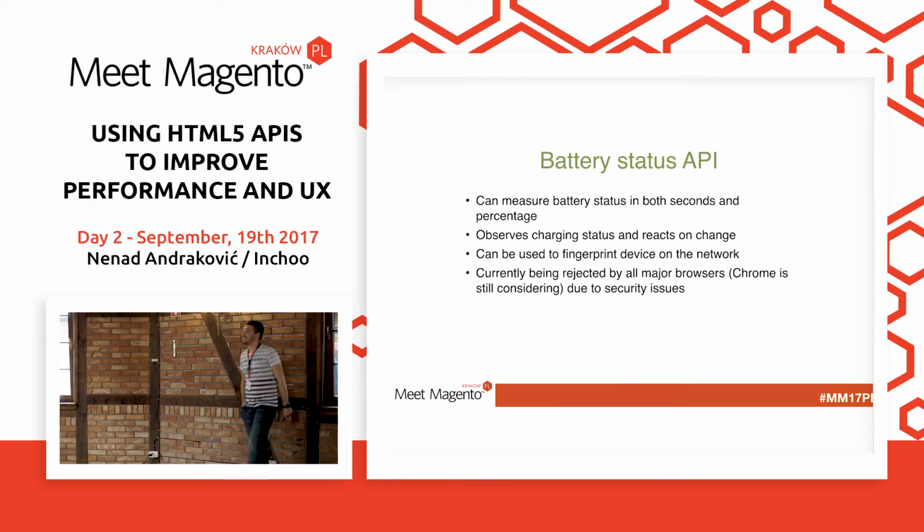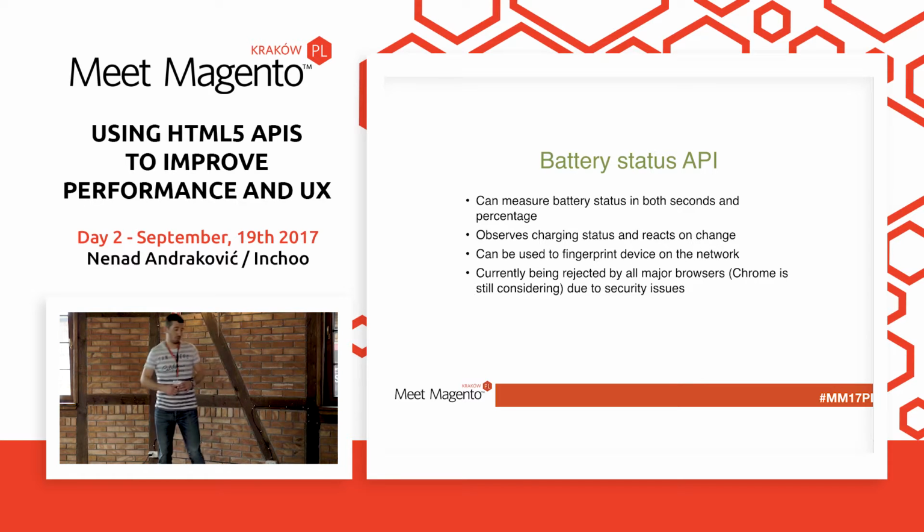Battery status API. This one is interesting, and let me say from the beginning that currently it's being rejected by most of the browsers because of the security issues. Chrome is still considering, I don't know why. But we will definitely have that in the future, maybe some other version of it, but this is definitely something we can use and we should use. It can measure battery status in seconds and percentage. You can gather that information and you can manipulate the content for the given state.